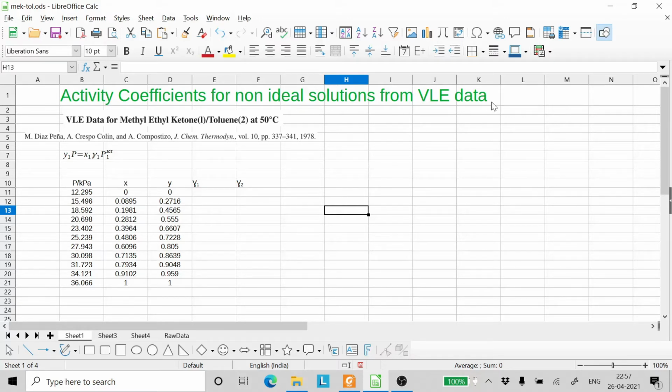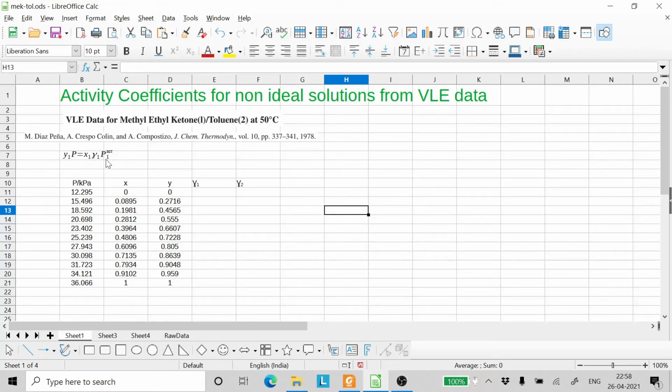Now let us say you have a VLE data. In my case, the VLE data is of methyl ethyl ketone toluene at 50 degrees Celsius. This has been taken from Pena, Colin and Compositiso, Journal Chemical Engineering Thermodynamics, Volume 10, page 337-341, 1978. The data provided in this journal is that of the pressure versus the concentration in the liquid phase of methyl ethyl ketone and its concentration in the vapor phase. Now, how do we go about calculating the activity coefficients of methyl ethyl ketone and toluene at 50 degrees Celsius?